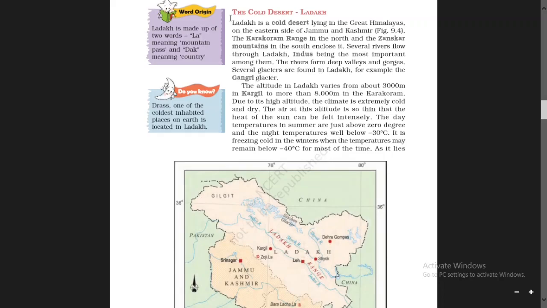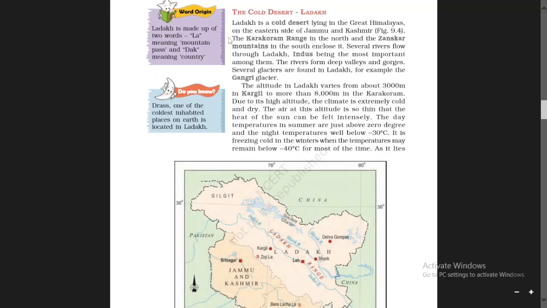Now let us see the cold desert, Ladakh. So far we have discussed the Sahara Desert. Now let us see a cold desert, that is Ladakh of our India. Ladakh is a cold desert lying in the Great Himalayas on the eastern side of Jammu and Kashmir.